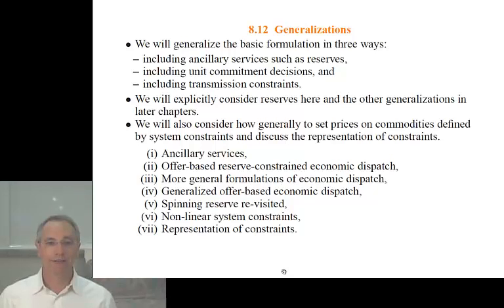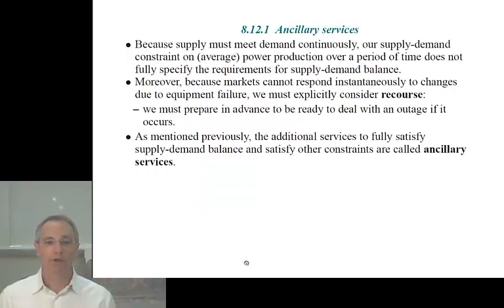We'll also consider in this chapter how generally to set prices on commodities defined by system constraints and discuss the representation of those constraints. So, topics in detail: ancillary services, offer-based reserve-constrained economic dispatch, even more general formulations of economic dispatch, and corresponding to it, generalized offer-based economic dispatch. We'll look again at spinning reserve, we'll think about nonlinear system constraints, and then we'll look generally at representation of constraints. So, first, ancillary services.